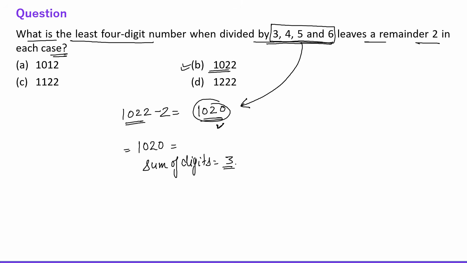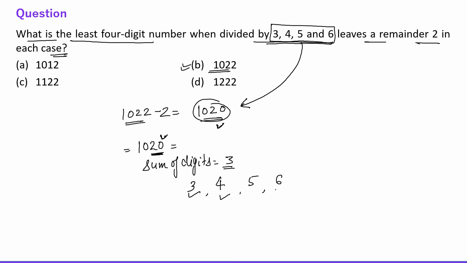So it means this number is completely divisible by 3. Now what about 4? This number is completely divisible by 4 because the last 2 digits are divisible by 4. What about 5? We have unit as 0, so this number is divisible by 5.